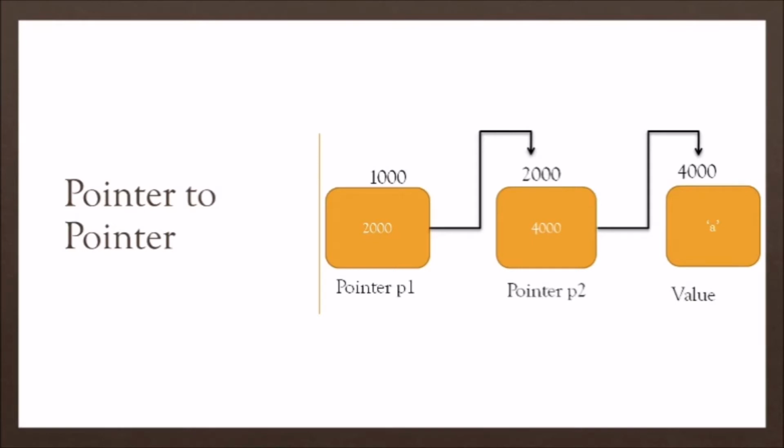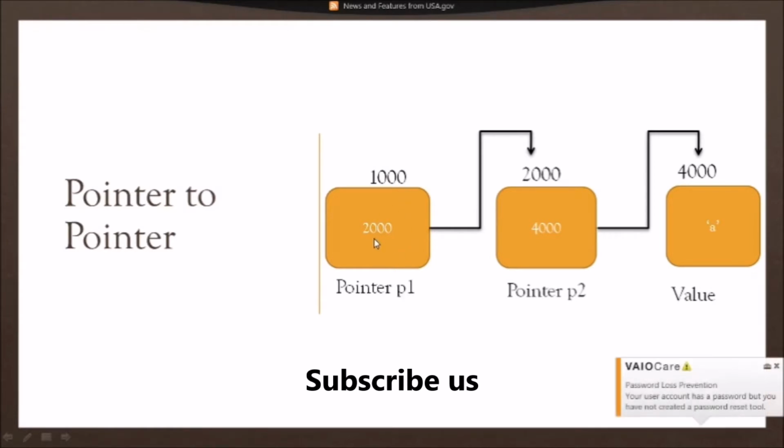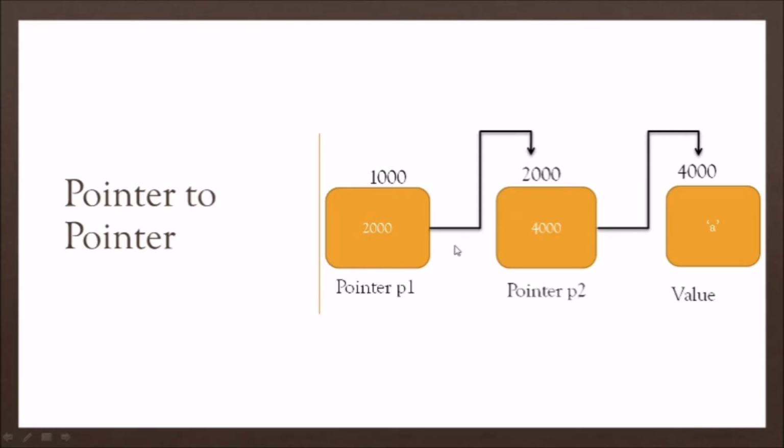Now, what is happening here? There is a pointer p1 which stores the value 2000, which is nothing but the address of another pointer variable p2. Now what is actually stored in p2? The p2 is storing the address of a variable which is not a pointer variable, it stores some value. So this is one type of chain, that pointer p1 points to pointer p2 and p2 stores the address of another variable.